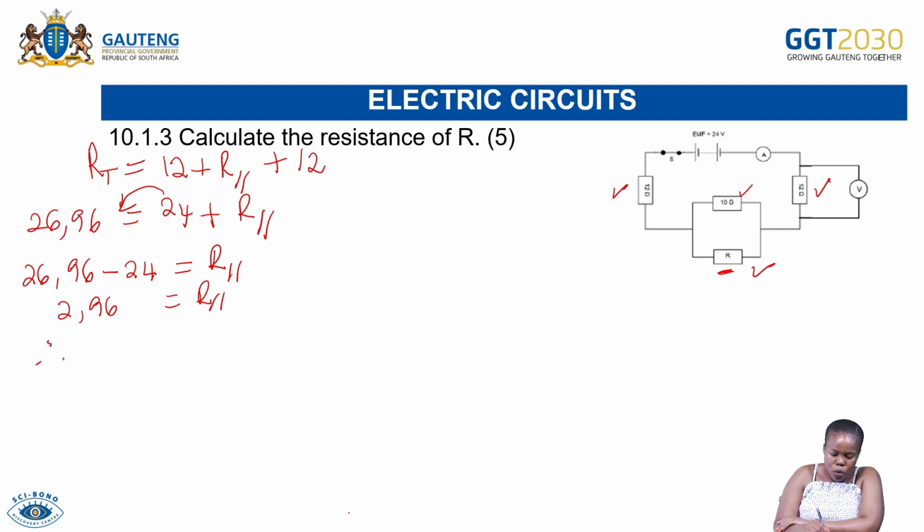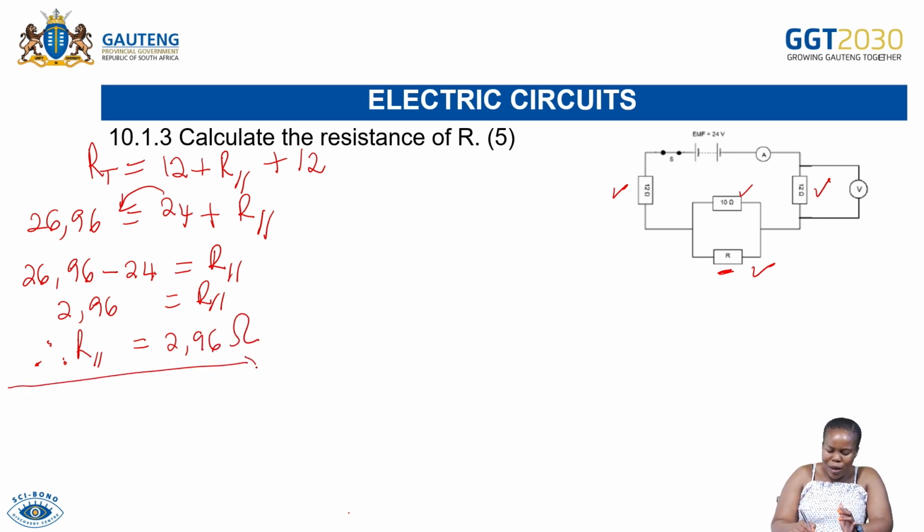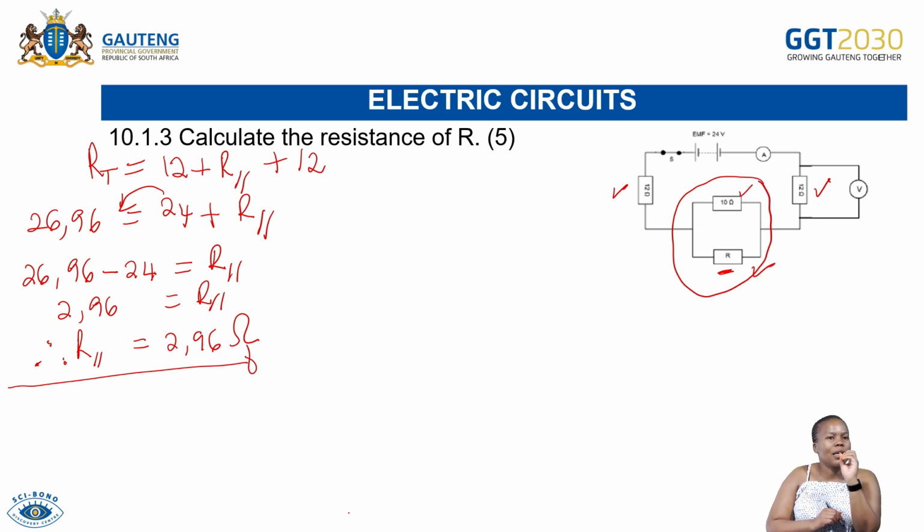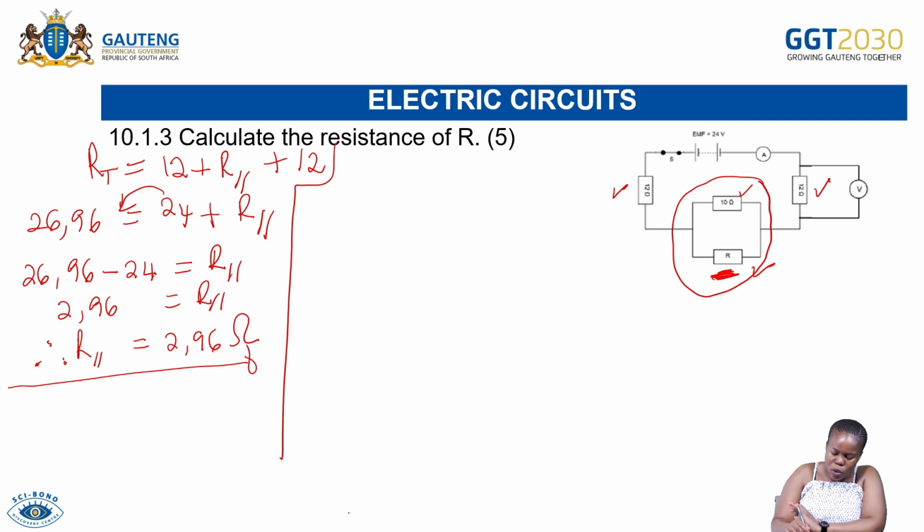Therefore, we do know that R parallel, let me just draw the lines because we've been doing that, is equals to 2,96 ohms. However, this does not give us an answer to what we are being asked, because now we just know that together this makes 2,96. However, we have not answered what is the magnitude of this resistance over here. So what do we do? Let's do it again.